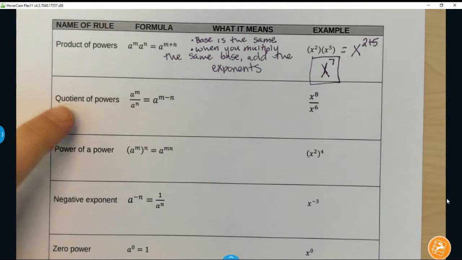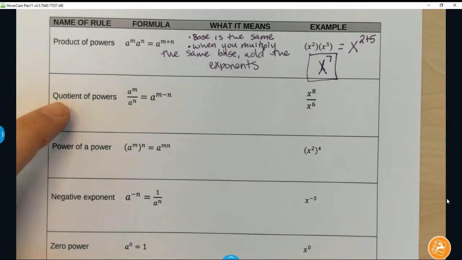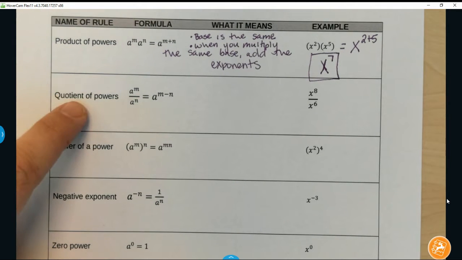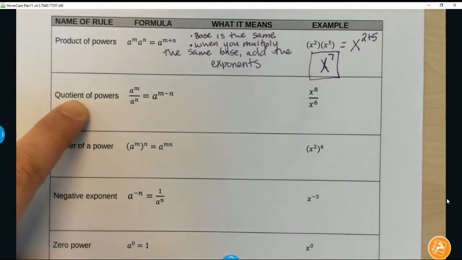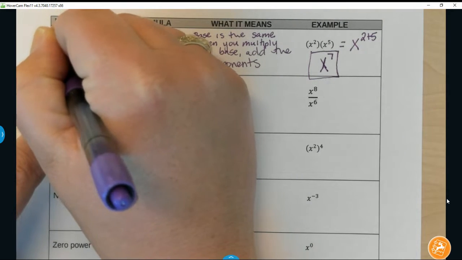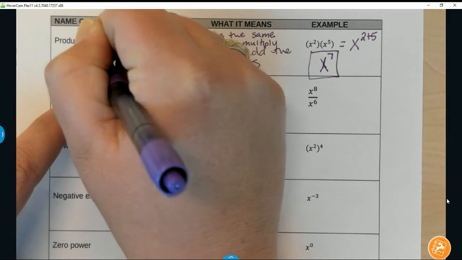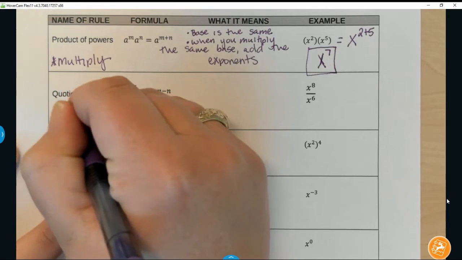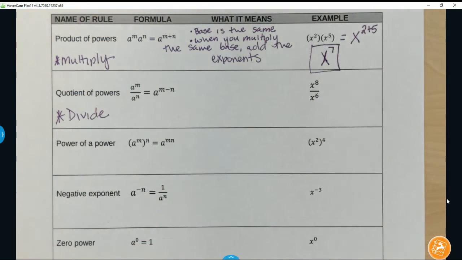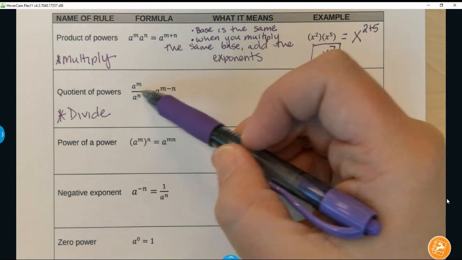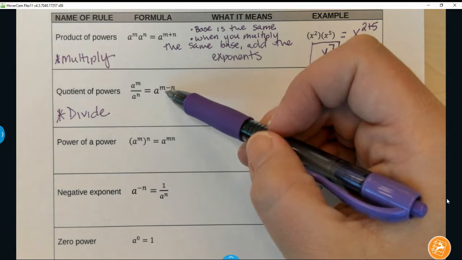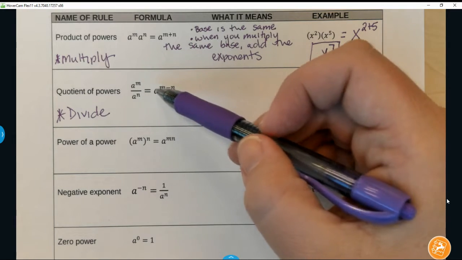For quotient of powers, that's going to be division. So product, you're thinking multiply. Quotient, you're thinking division. Maybe let's write that down just in case we need to. Multiply, and then quotient, we're thinking divide. And with quotient of powers, you have a to the m over a to the n. So notice, same base. And you are going to subtract them. So you do the top minus the bottom.